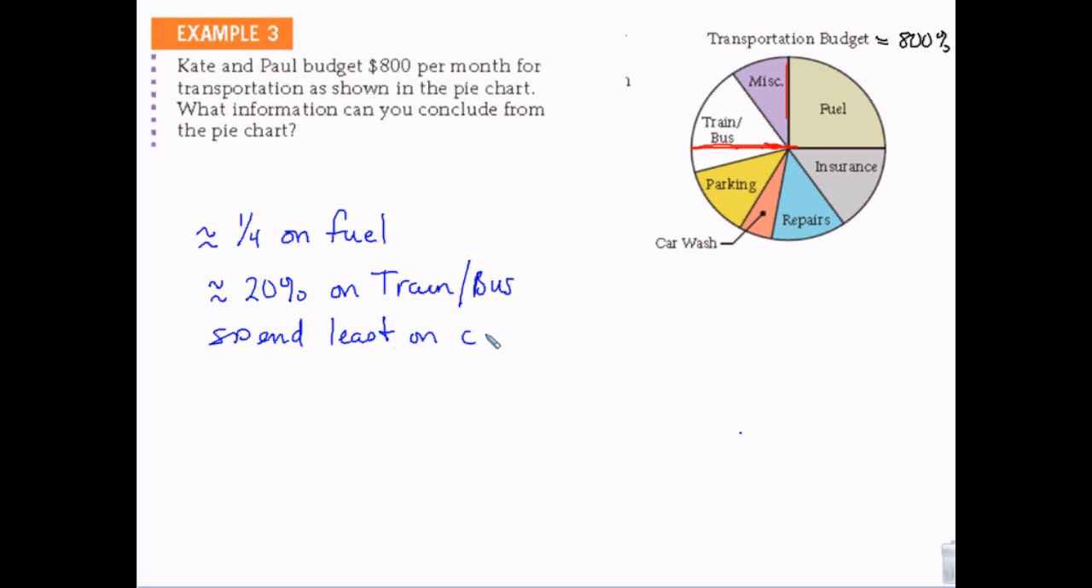They spend the least on car wash. You can say insurance, repairs, and parking are about equal. Okay, you're making kind of educated guesses based on the picture. You don't have exact numbers, but you can say that these things are about equal because the pie pieces look about the same size. So if we're close, we get it right.